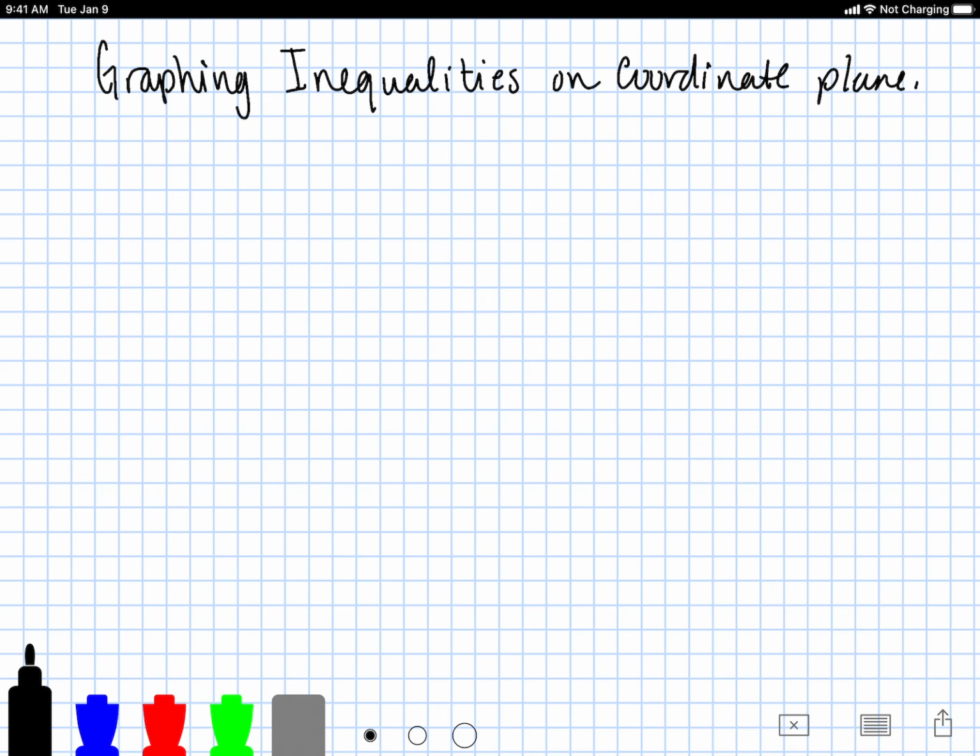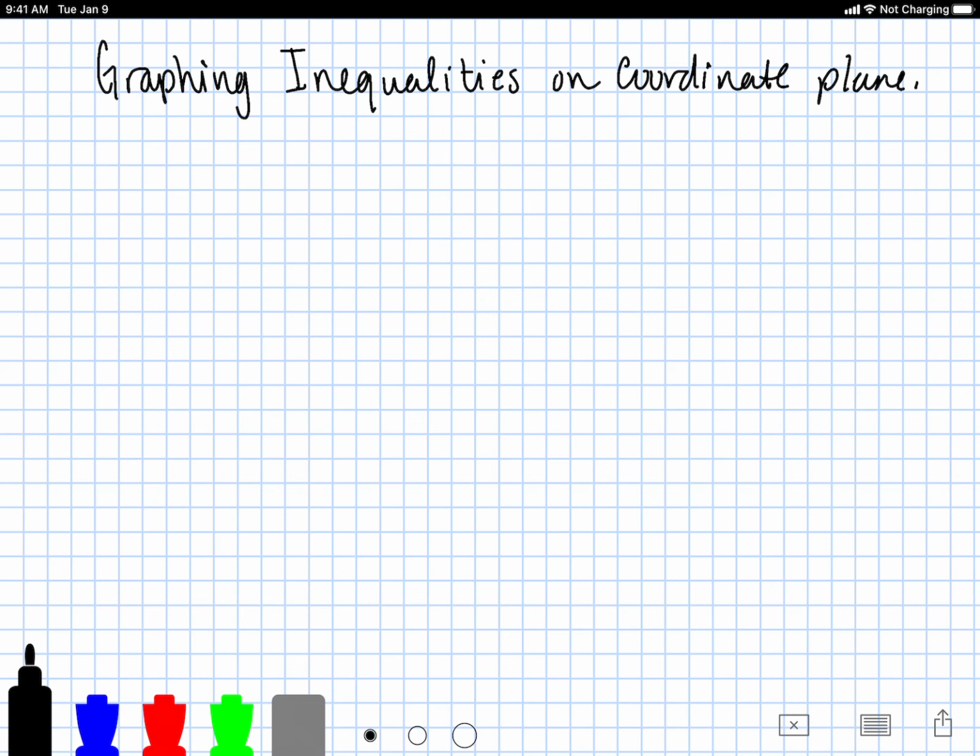Hey guys, today I'm going to do a quick tutorial on graphing inequalities on a coordinate plane. What you need is some paper. Don't worry about it being graph paper or not, just regular paper is fine. You're going to take a few notes, and then I'm going to show you how your assignment will be completed this week on Delta Math.